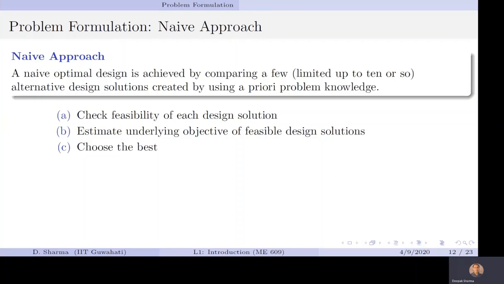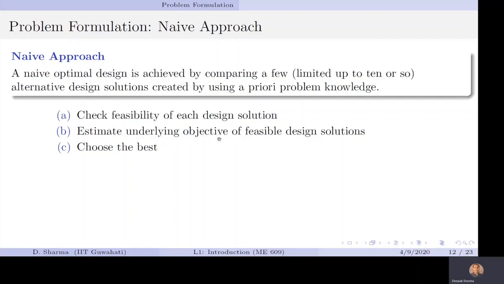Now problem formulation, there is a naive approach. The naive approach is that suppose we have a few solutions based on, say, our experience. We have 10 or 12 solutions with us with some prior knowledge. What we do here is we check the feasibility, whether this solution is feasible, can be implemented in my industry, can be implemented in my course, my thesis, any problem where optimization is needed. If I check the feasibility, and the solution is found feasible, then we look for the objective function.